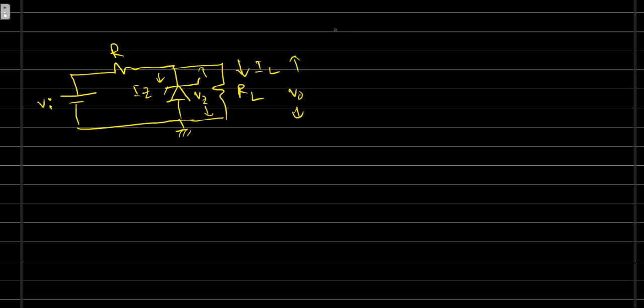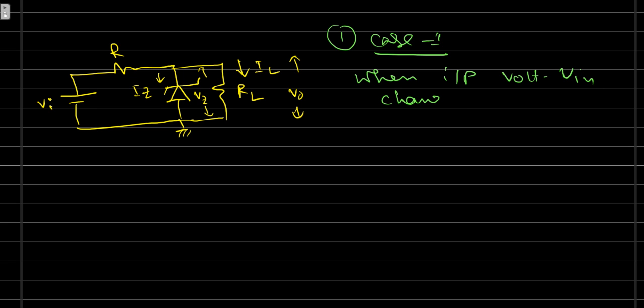Now if I mention two different cases, suppose case 1, when input voltage Vin changes. See, when there is a variation in Vin, how will the Zener provide the output voltage? It will try to maintain a constant output voltage.